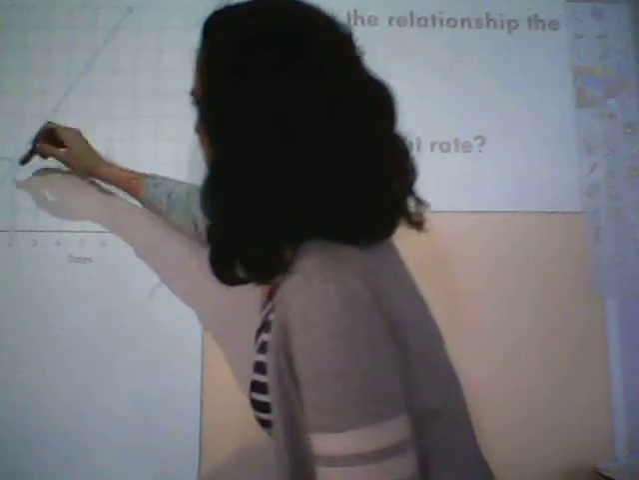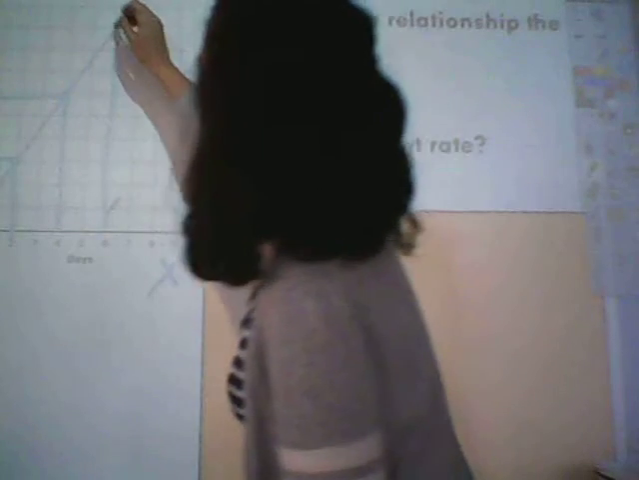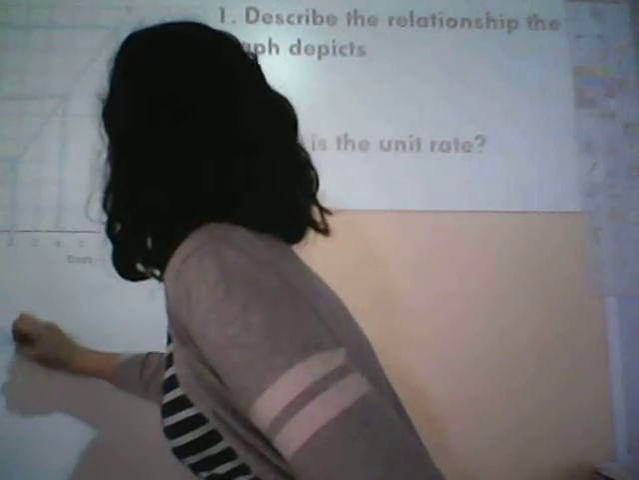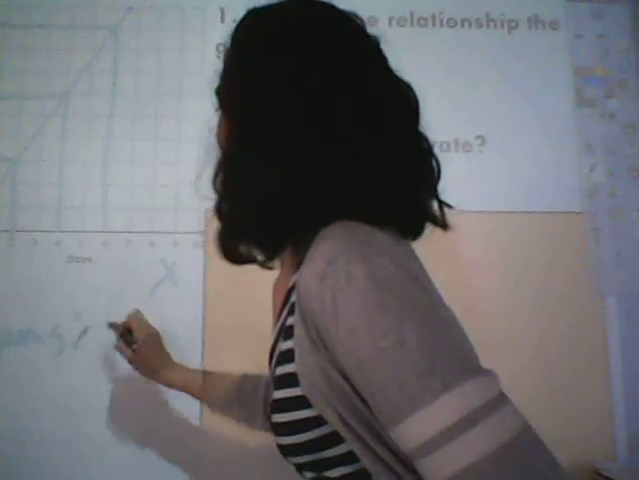Okay, let's find another clear point. Right here. And one more. Very good. This is going to ensure that I'm reading my graph correctly and I will not make silly mistakes, which we have done in the past. So what is my unit rate? Well, based on this, it says I have 3 jams to every 2 days.